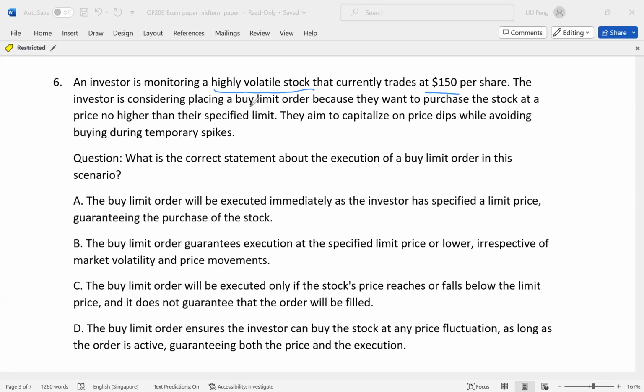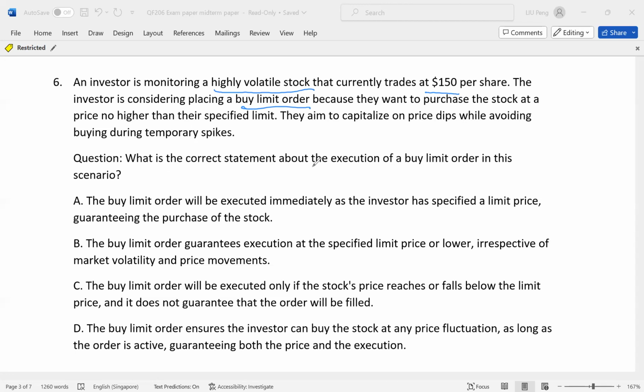So that's the definition of buy limit order, right? So I only buy when the price makes sense for me. Okay, so they want him to capitalize on the price dips while avoiding buying during temporary spikes, and that's essentially the same thing. So I want to avoid the temporary spikes in case it is very adverse for me.